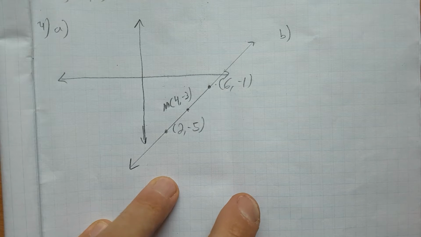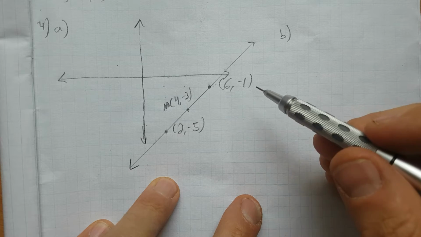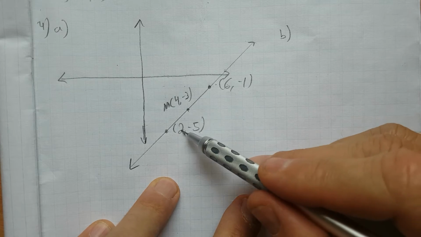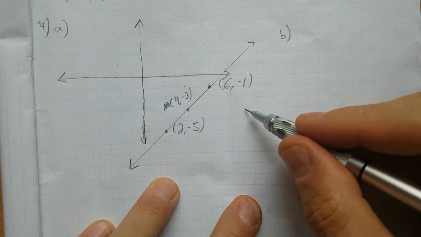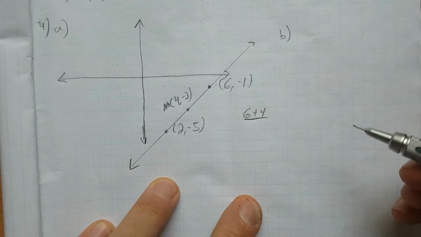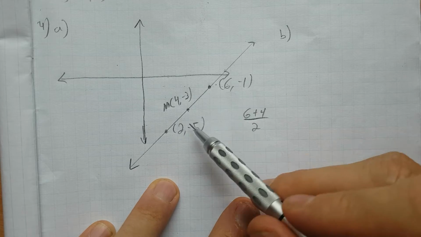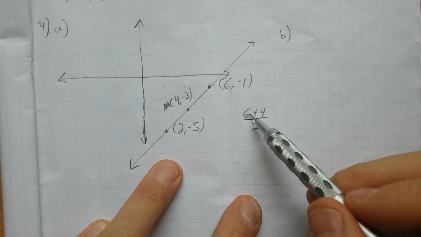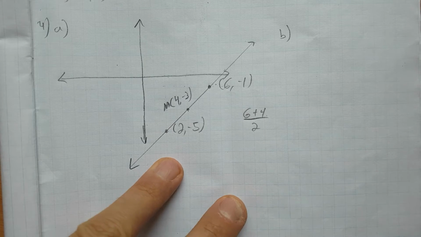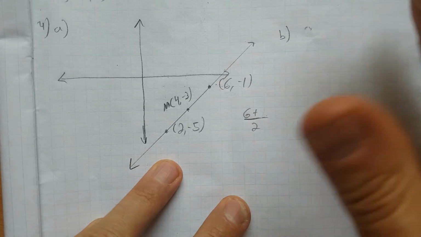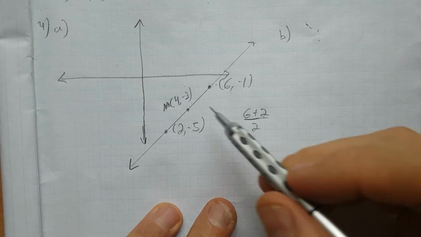If it was like a decimal, then you wouldn't be able to use the pencil method. So really quick, one way to find the midpoint is just to find the average of 6 and 2. What's the average of 6 and 2? How do you find the average? You add them together, and then what? Divide by 2, right? And so the x coordinate of the midpoint is just going to be 6 plus 2, which is 8, divided by 2, which is 4.